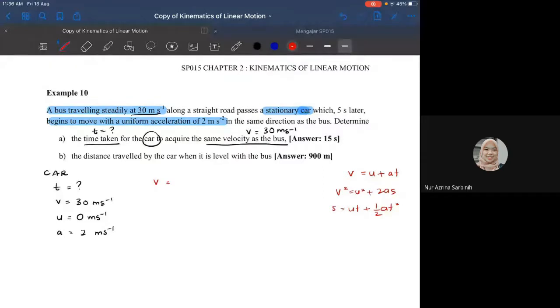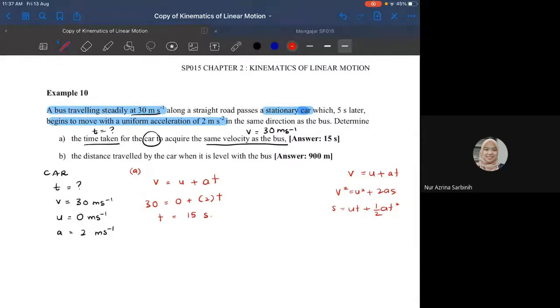Yang penting kamu kena faham ayat bahasa Inggeris tu lah. Same velocity as the bus tu, maksudnya 30 m/s. Okay. So we just use this one. V equals to U plus AT. So 30 is equals to 0 plus 2T. Okay. So 30 bahagi 2. So obviously you get T sama dengan 15 saat.